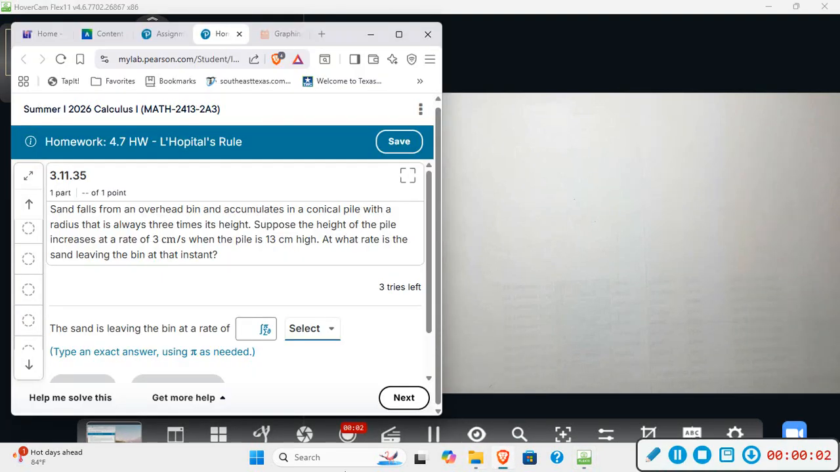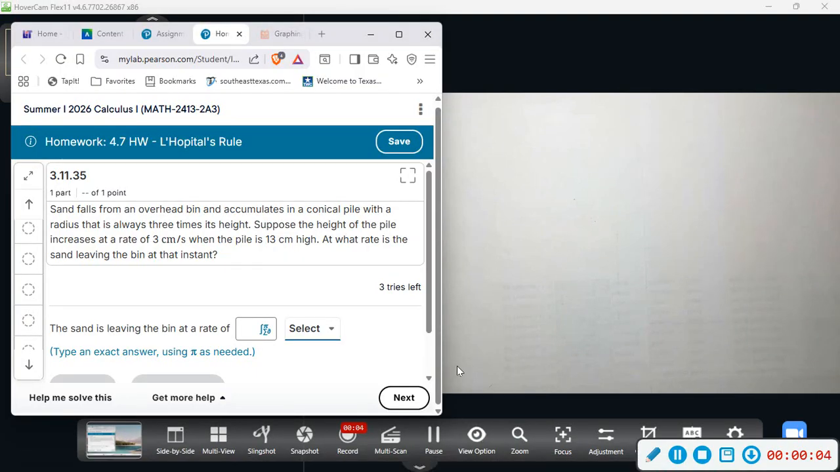All right, question number 11. It's a review from related rates. It says sand falls from an overhead bin and accumulates in a conical pile with a radius that is always 3 times its height. We're going to suppose the pile increases at a rate of 3 centimeters per second when the pile is 13 centimeters high. At what rate is the sand leaving the bin?